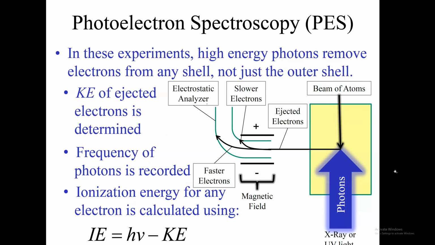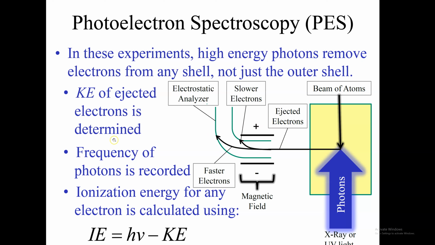It's called photoelectron spectroscopy, or PES. Pretty much what they do in these experiments is use high energy photons that remove electrons from any shell, not just the outer shell. We already know that valence electrons bind to another element, but these photons can actually hit anything. You shoot these photons out, and the electrons get ejected. Some electrons go a little slower and some go a little faster, and as they get ejected, they start attracting themselves to this positive side.